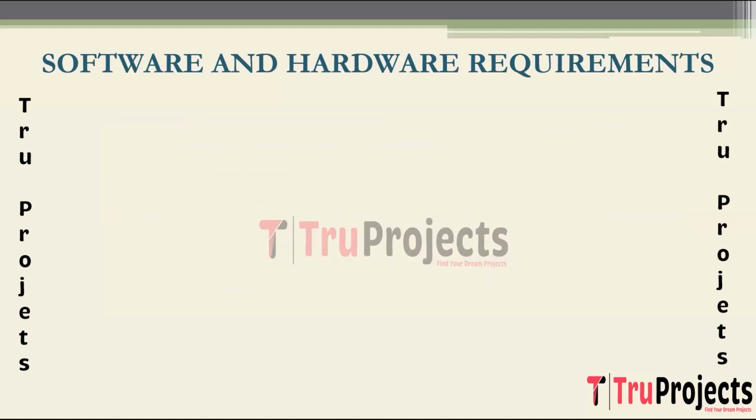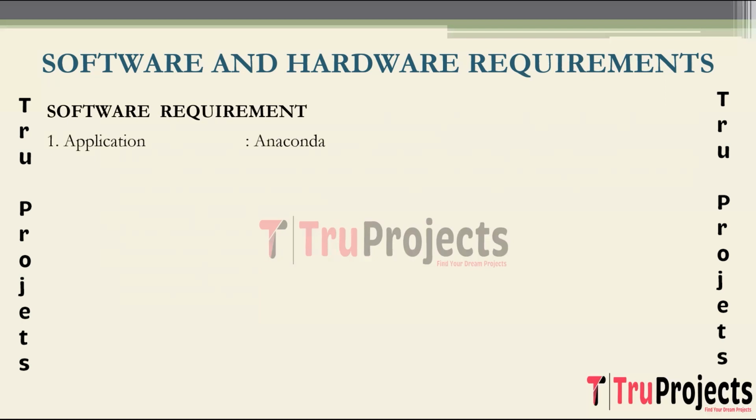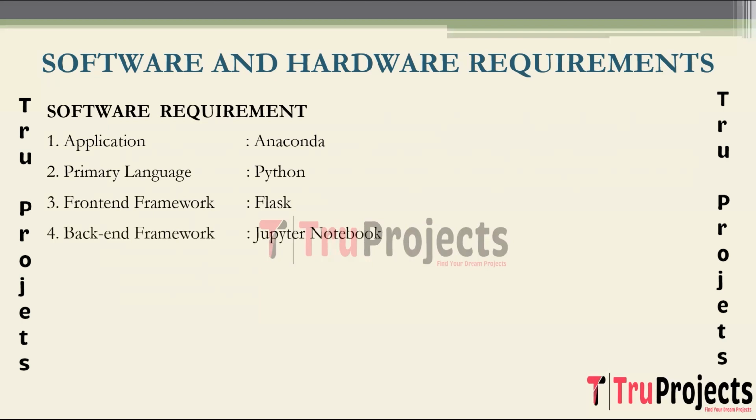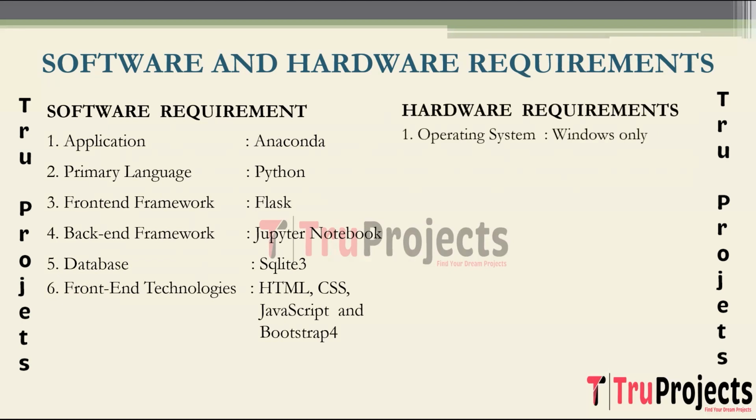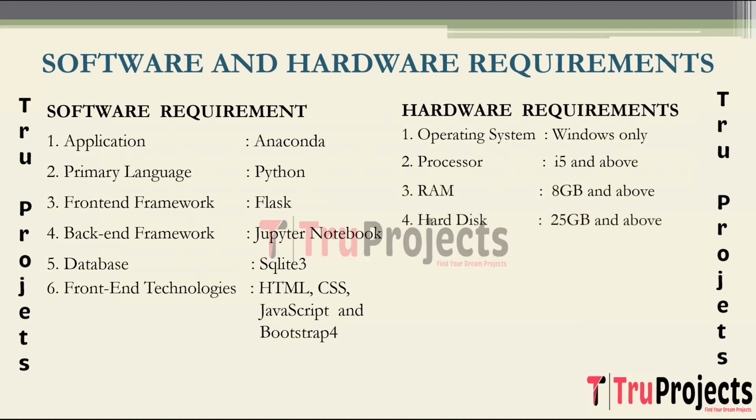To implement this project, we need software and hardware requirements. Coming to software requirements, we need Anaconda, primary language of Python, front-end framework of Flask, backend framework of Jupyter Notebook, database of SQLite 3, front-end technologies of HTML, CSS, JavaScript, and Bootstrap 4. Hardware requirements are operating system of Windows, processor of i5 and above, RAM of 8 GB and above, and hard disk of 25 GB and above.